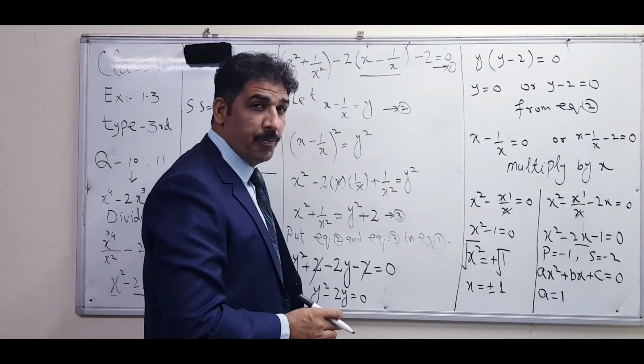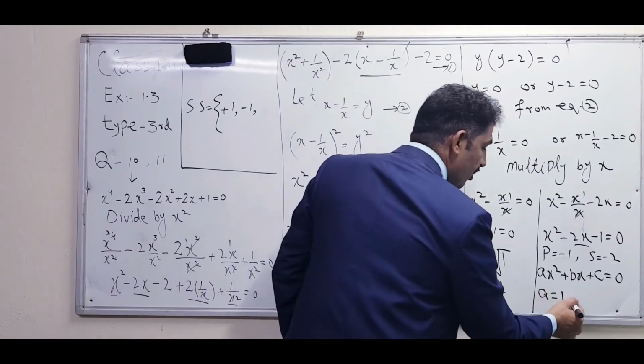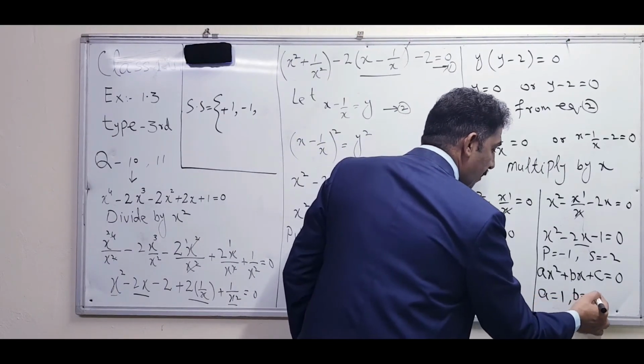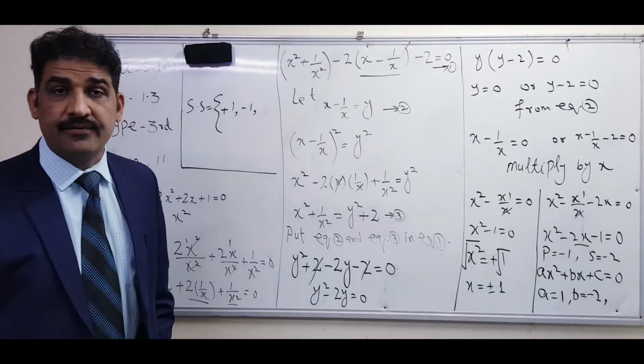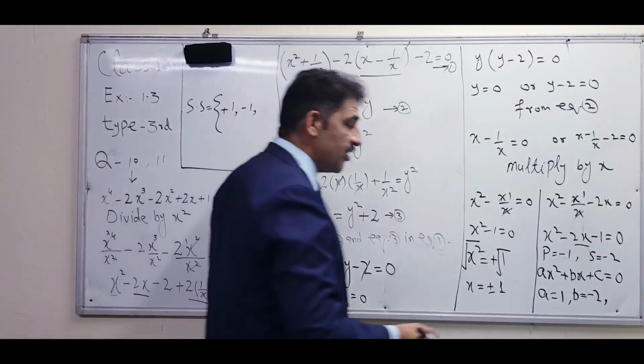And what is the value of b? The value of b is equal to minus 2. Good. And what is the value of c? c is equal to minus 1. Good.